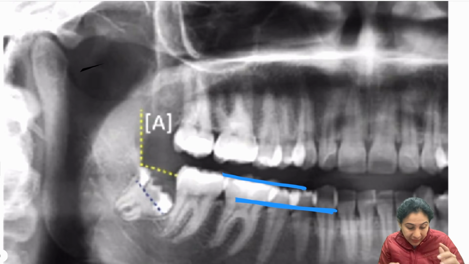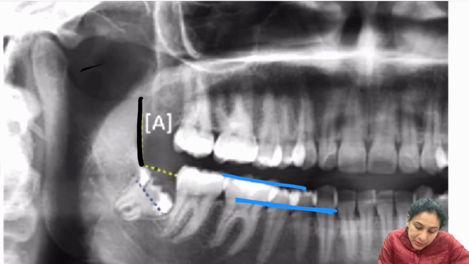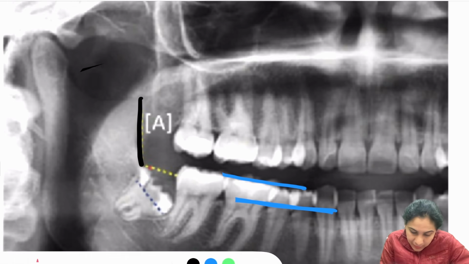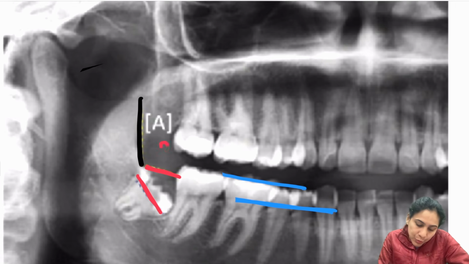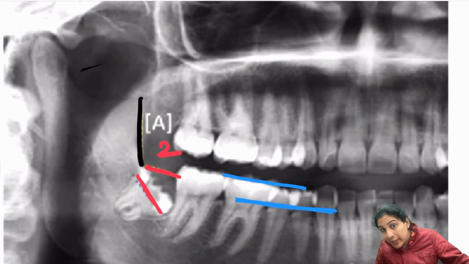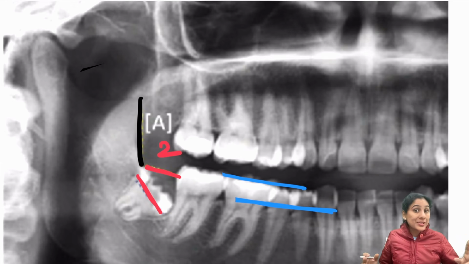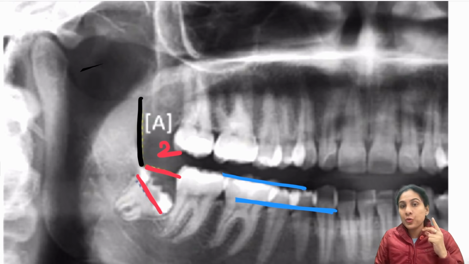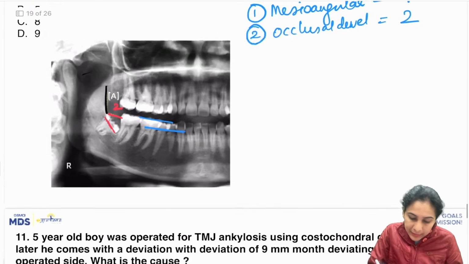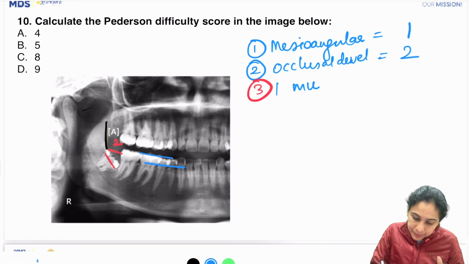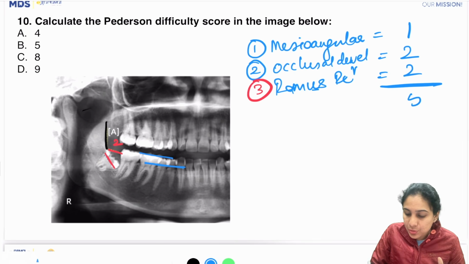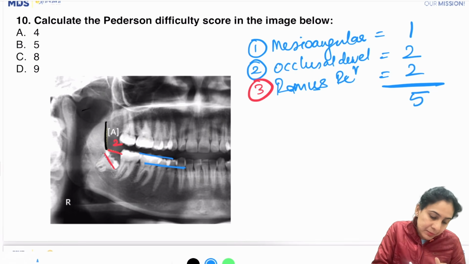The ramus has given it some space. This is the amount of space available, but it is not equal to the mesiodistal width of the tooth. It is less. So I will give it a score of 2. Neither absolute blockade, score of 3, nor absolute space, score of 1. Something in between, score of 2. And this is how you will calculate in the exam. So the third thing, the ramus relationship, is 2. So there is a total score of 5. And your answer becomes B.